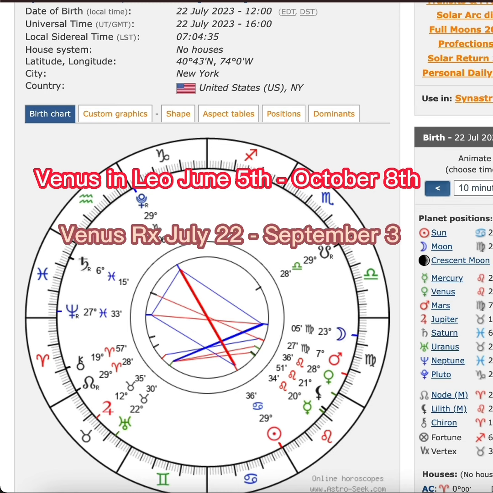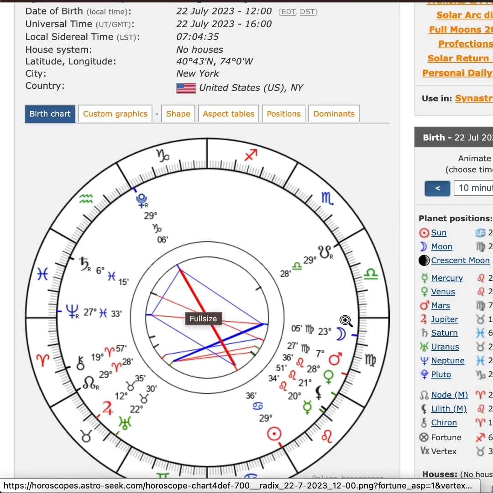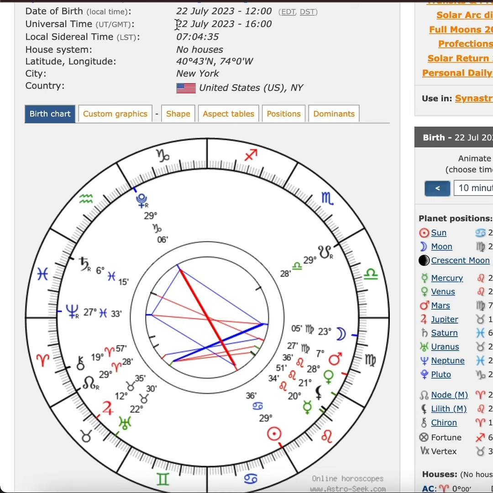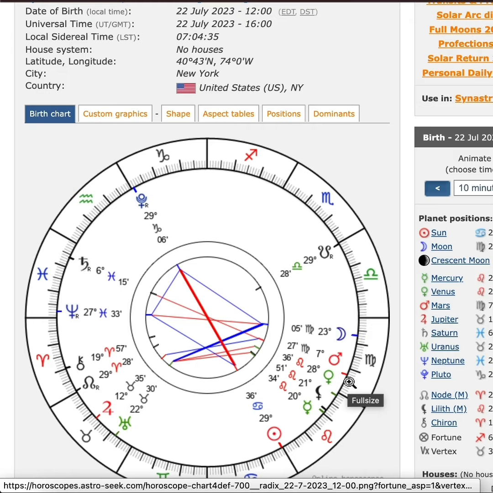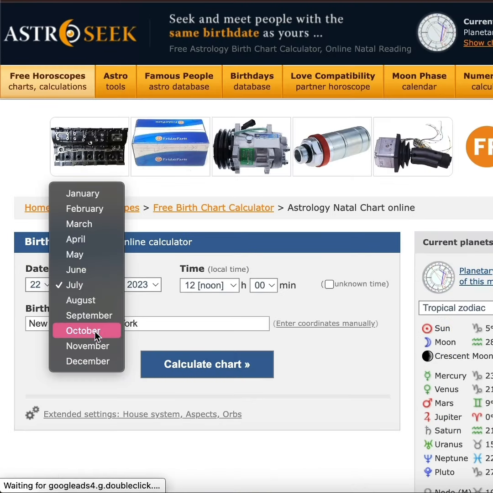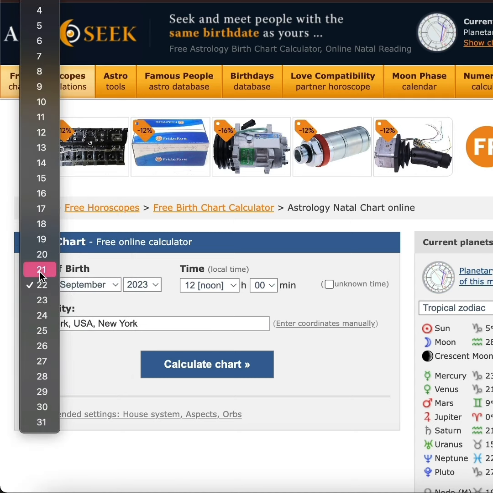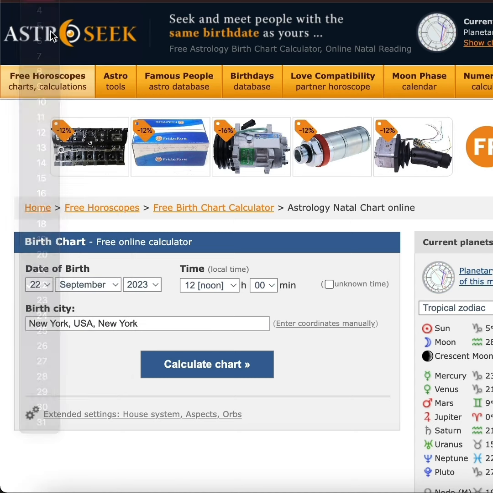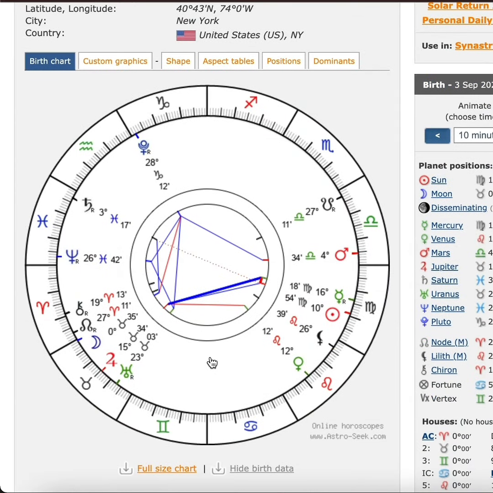Venus will also go retrograde July 22nd, okay, and it will stay retrograde till September 3rd of 2023. It will go retrograde at 28 degrees Leo. And let's see when it enters back in September. I believe it will be, let's see, Venus will be all the way at 12 degrees Leo. It's important. So write down these degrees so you can also look for this in your natal chart.